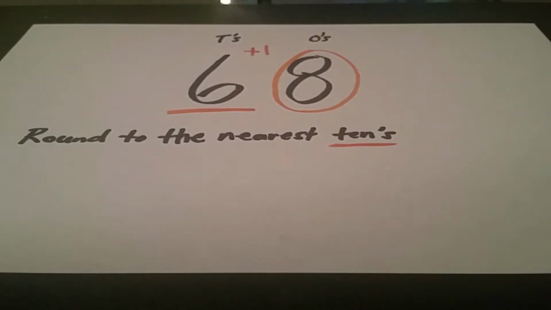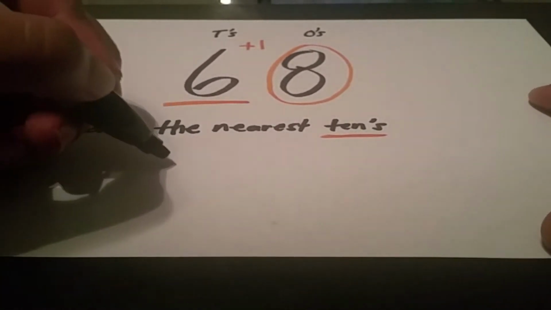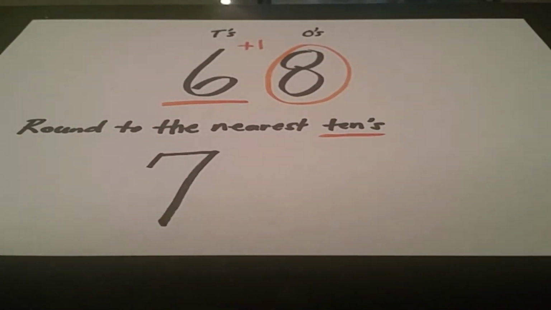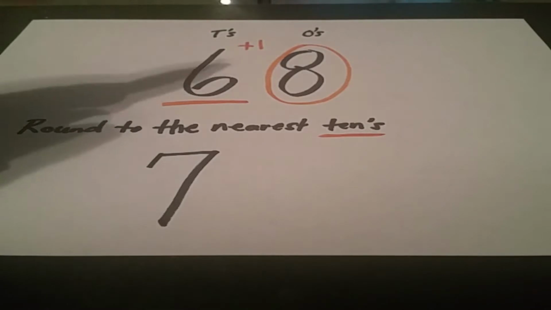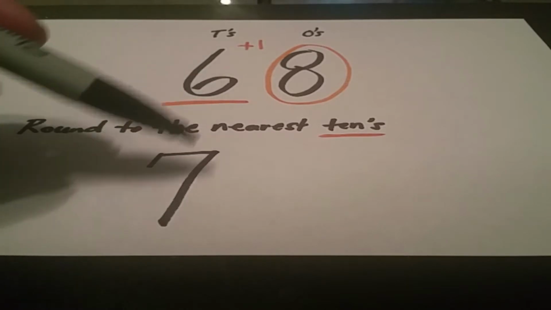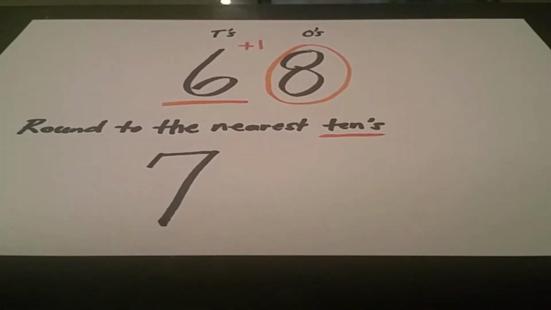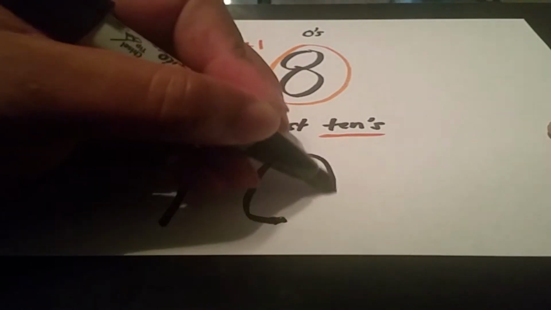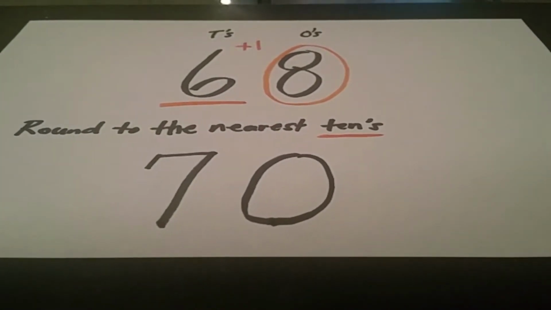And when I add 1 to the 6, it immediately becomes a 7. And when it becomes a 7, we're done with the underlined number. Now, everything that's behind the number that was underlined changes to a 0. So now that 8 becomes a 0. And you have successfully rounded 68 to the nearest tens place.